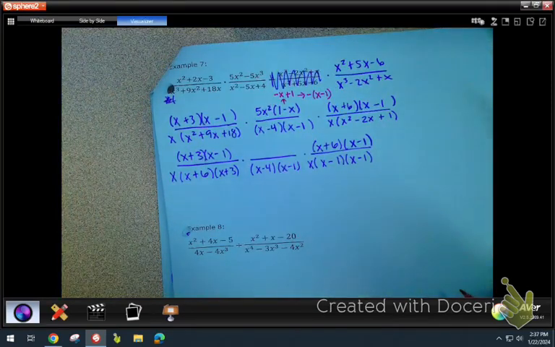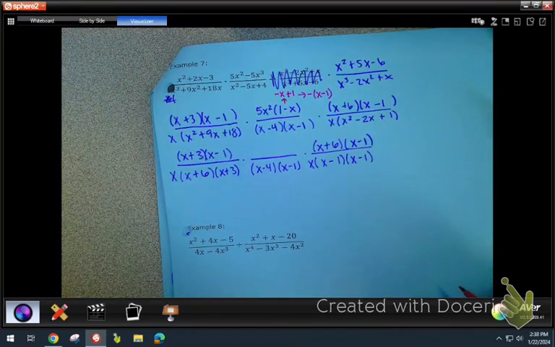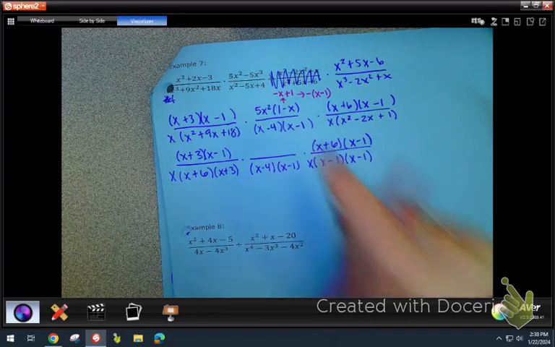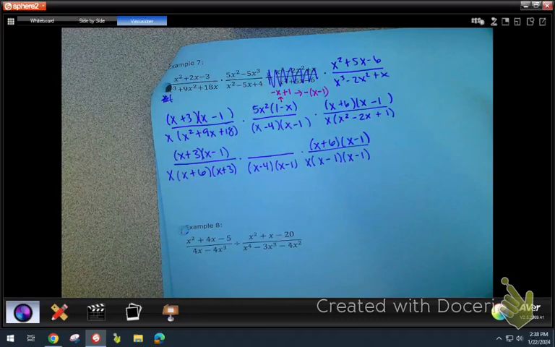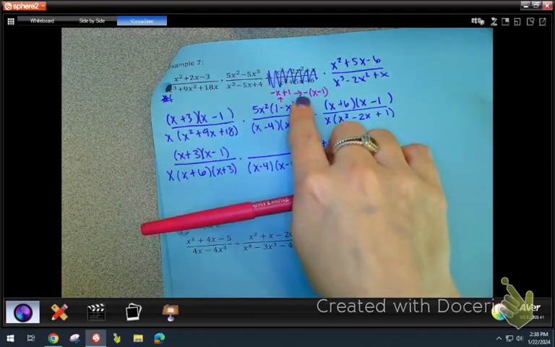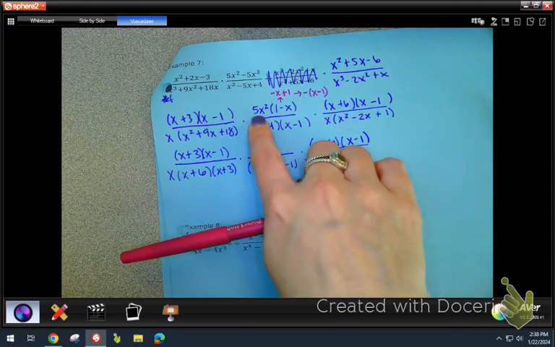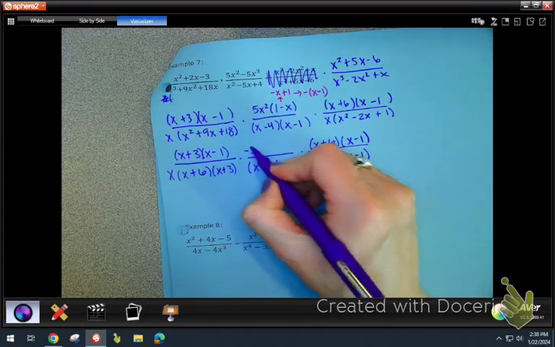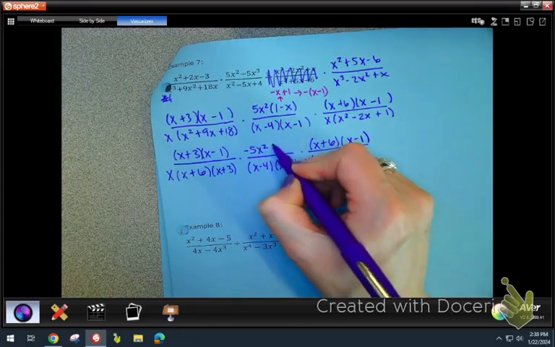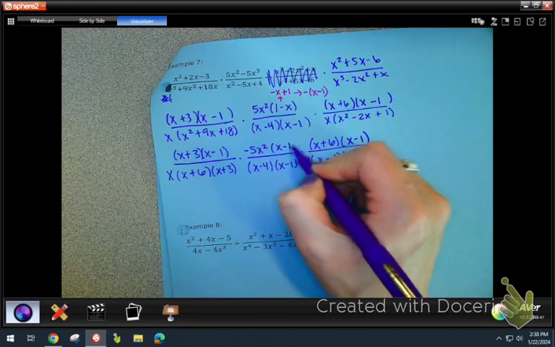Okay? So I think you have to do this on example 8 as well. So I wouldn't be surprised if you have to do it there. But if you've got them out of order like that, like your x is not in the first place, switch them and then take out a negative. But you already have the 5x squared there. So really you have a negative 5x squared times x minus 1.